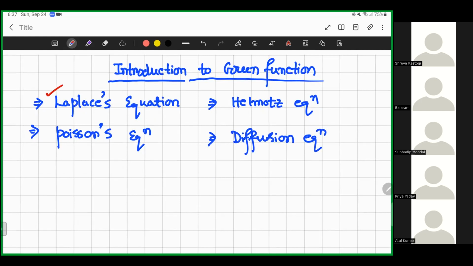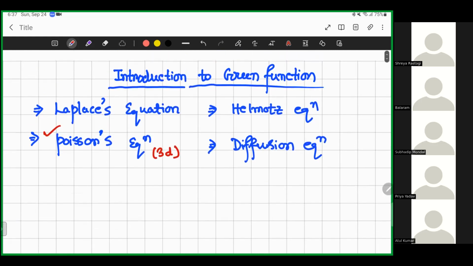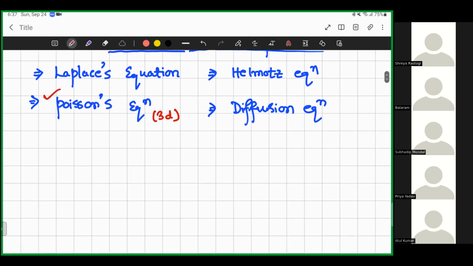So we can solve not Laplace, Poisson equation. The Poisson equation also holds the Laplacian operator. So we'll solve the Poisson equation in 3D, especially in the three-dimensional case. We can also discuss it in D dimensions; I will discuss that in the last part if time permits. Otherwise, we will solve the Poisson equation in three dimensions by using the Green function method.